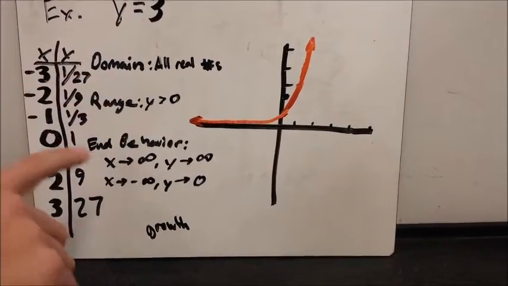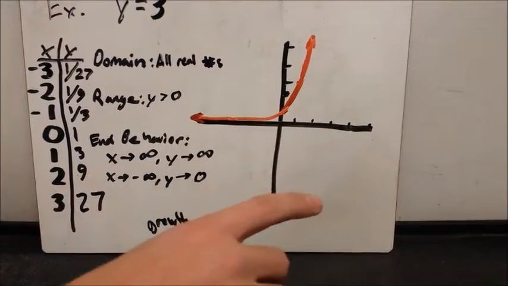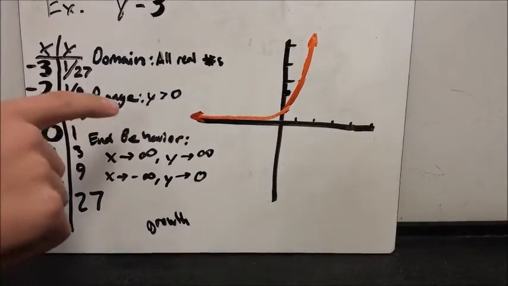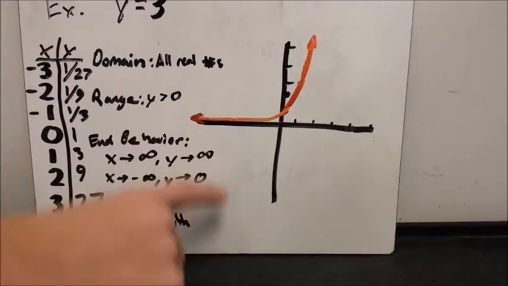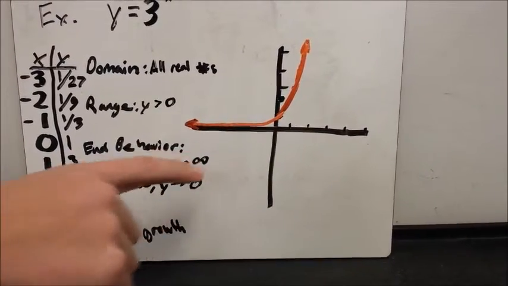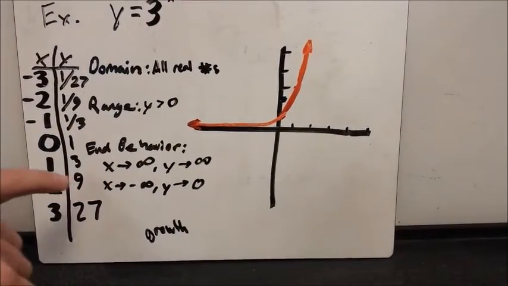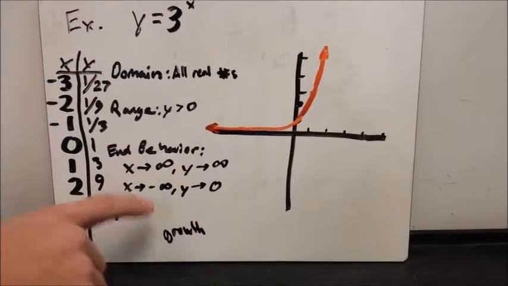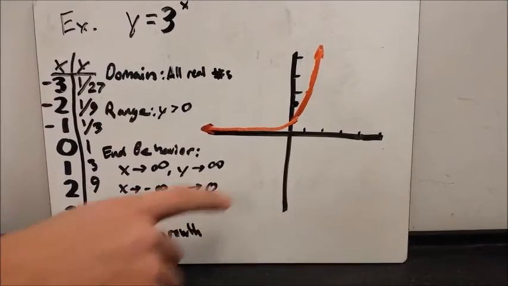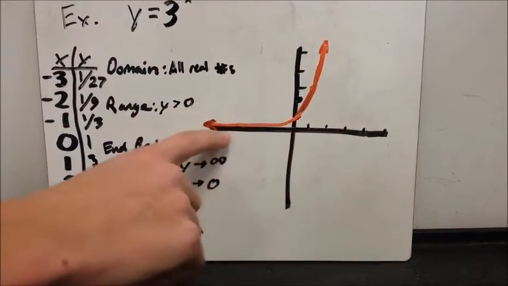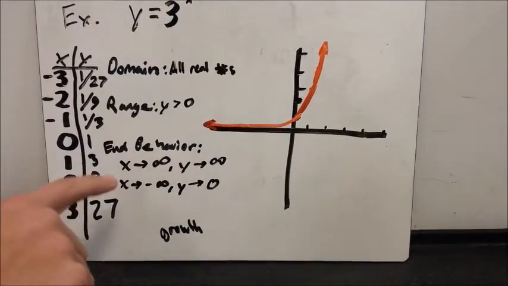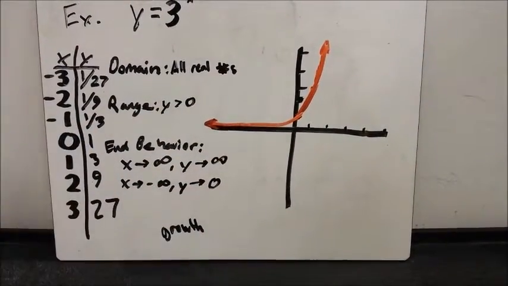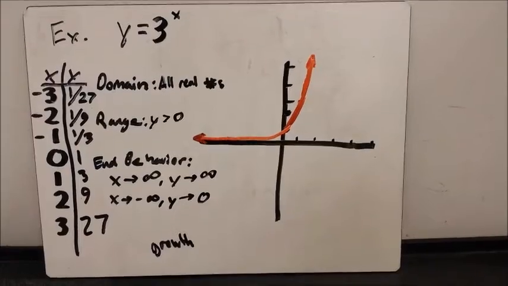The domain would be x equals all real numbers. As you can see, it goes both ways at a constant rate. And then the range would be y is greater than 0. As you can see, it does not pass the y equals 0 mark. And then the end behavior would be x to infinity, y to infinity, and x to negative infinity, y goes to 0. As you can see, the y goes to 0 as x continues to go to negative infinity, and x goes to infinity while y continues to go to infinity right on up. That's your growth exponential function.